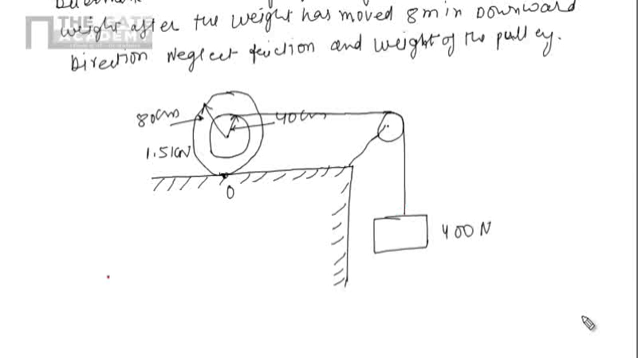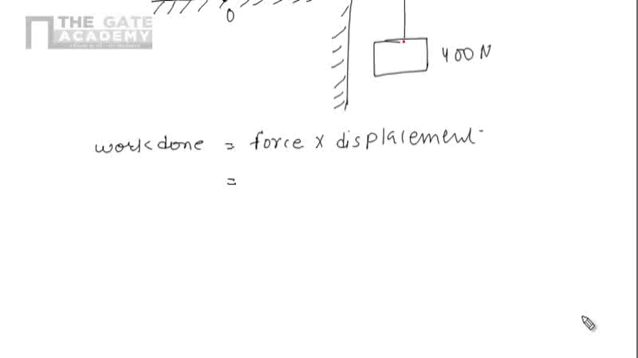So now we have to apply the work energy principle. So we can calculate first the work done. Work done is nothing but force into displacement. So here this block is responsible for doing work because it is moving in the downward direction 8 meter. So force is 400, displacement is 8, will be 3200 Joule. So the work done in that case will be 3200 Joule.